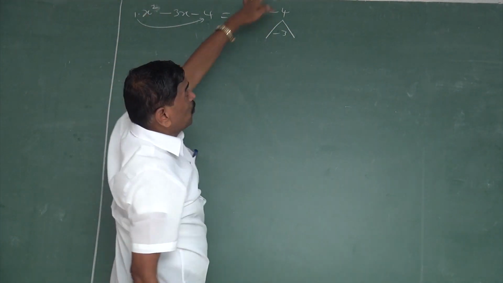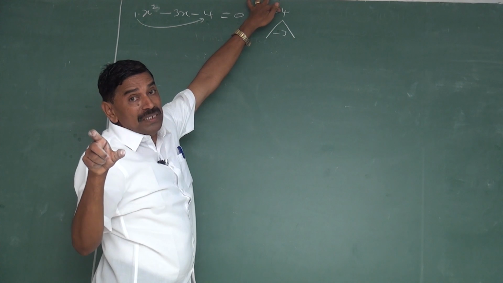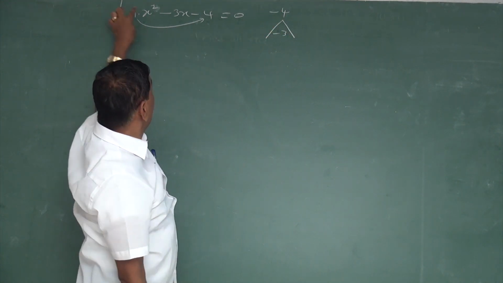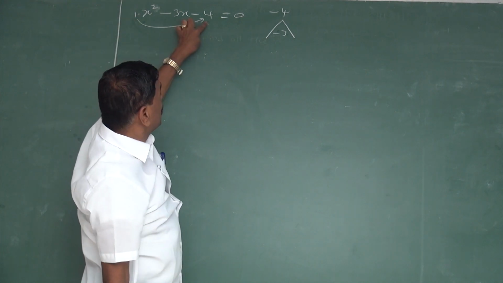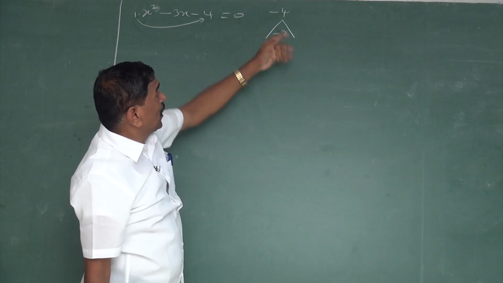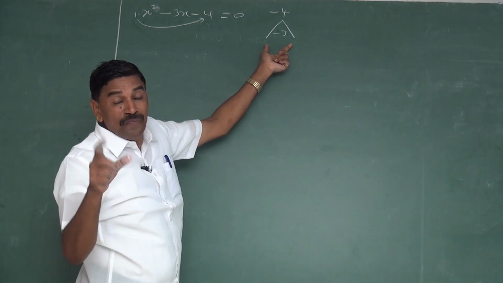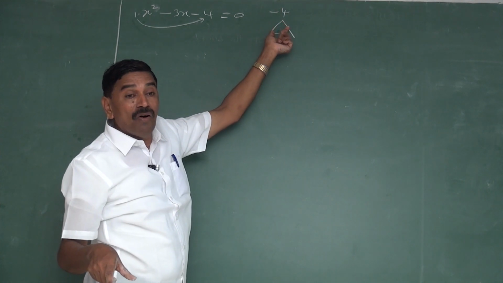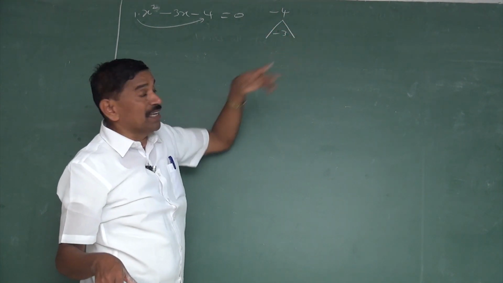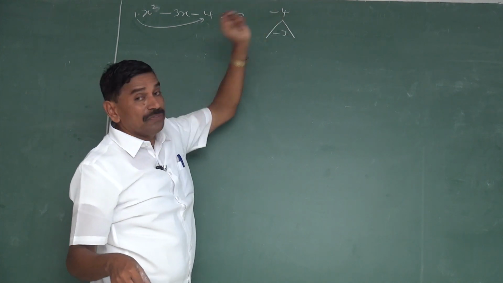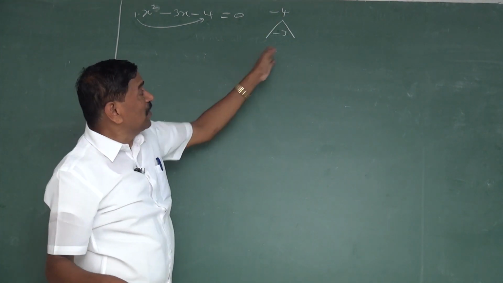Now while multiplying we need the top element. While adding or subtracting we need the center element. That is, x square coefficient into the constant term is equal to the top element, and the x coefficient is the center. Now I want to make two factors whose product is minus 4 and sum or difference is minus 3. Which two factors give the product 4? Very good. 2 2s are 4.